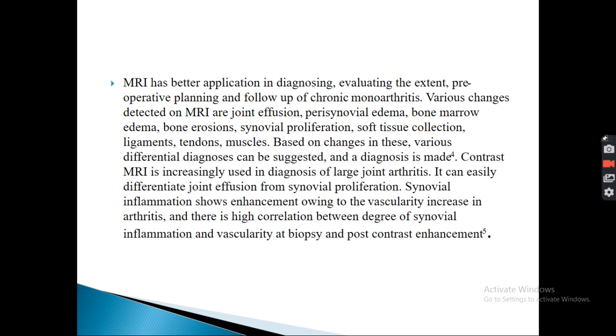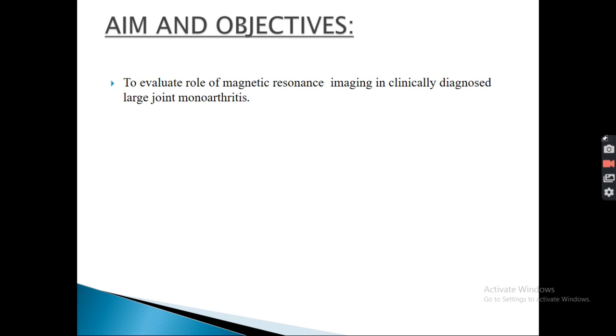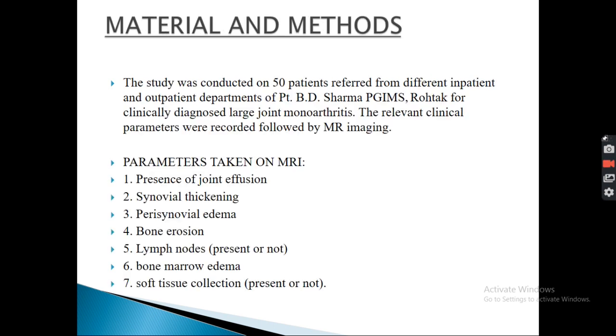It can easily differentiate joint effusion from synovial proliferation. Synovial inflammation shows an enhancement owing to the vascularity increase in arthritis, and there is high correlation between degree of synovial inflammation and vascularity, biopsy and post-contrast enhancement. Aims and objectives: to evaluate role of magnetic resonance imaging in clinically diagnosed large joint monoarthritis.